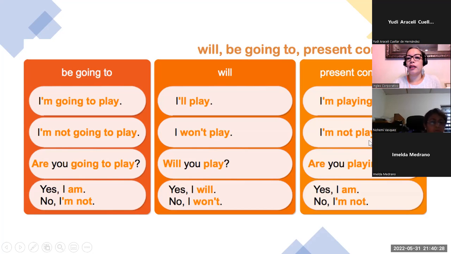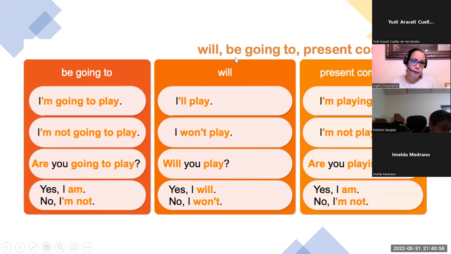I'm playing. Y si es negativo, solo agregamos not después de am, is, are. I'm not playing, for example. If it is a question, we start with the verb be: am, is, are. Then we need the subject, then the verb plus complement. And we answer or reply using verb be as well. Yes, I am. No, I am not.